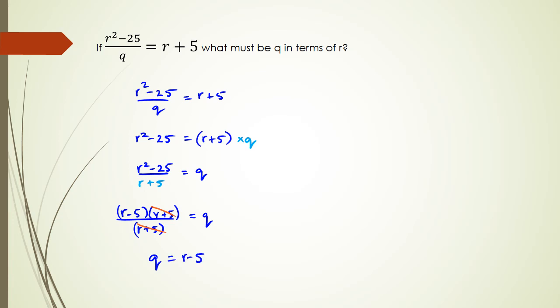Okay, now some of you might wonder, well, why can't I stop at this point here? Well, you can't stop at that point because you've got r squared in one of the terms, and really, the question's asking in terms of r. So we got q equals r minus 5. Now I'll show you guys how to do the second method.